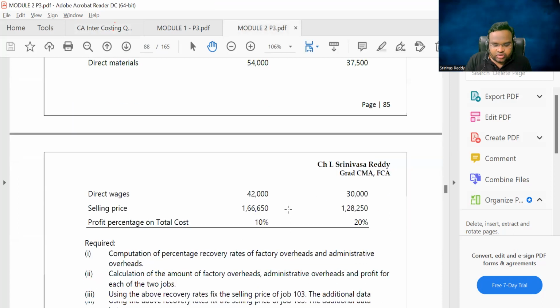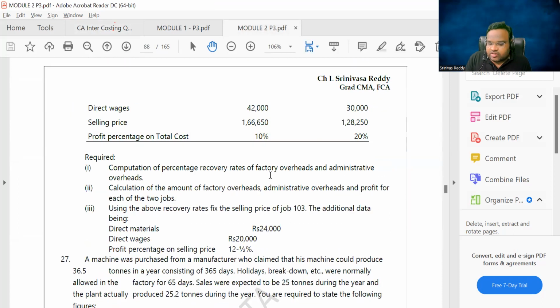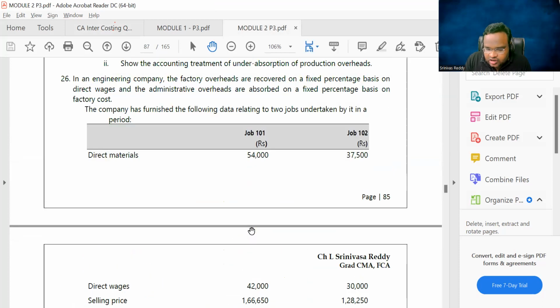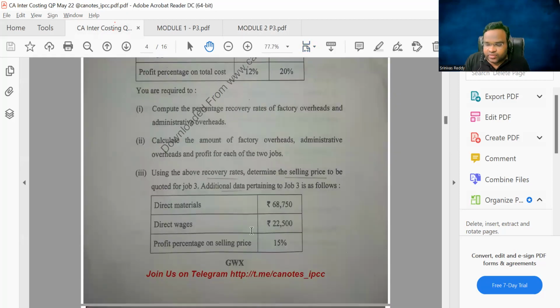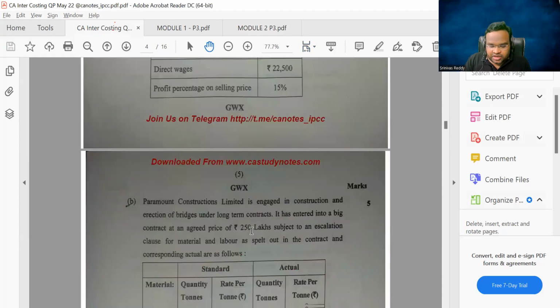See what is there in question number 26. Percentage of recovery of factory overheads and administration overheads, amount of factory overheads, administration overheads, and profit for each of the two jobs. Using the recovery rate, fix the selling price. Is it difficult or is it as per our material? It is as per our material. So 10 marks is from 2A, which is there in our material.